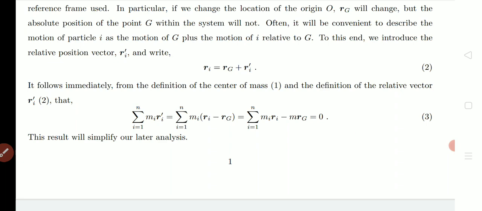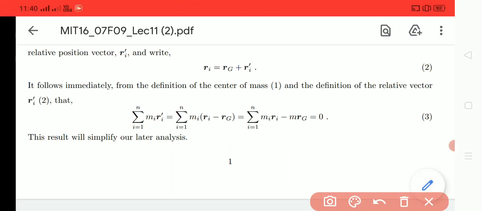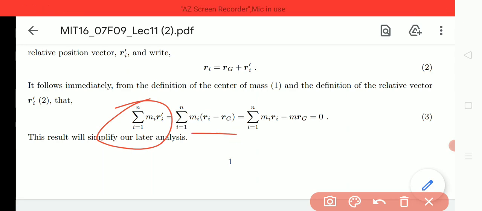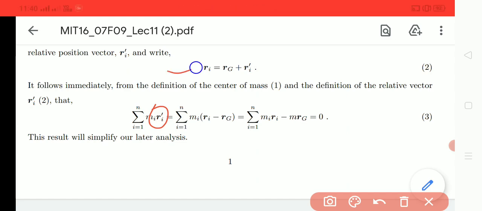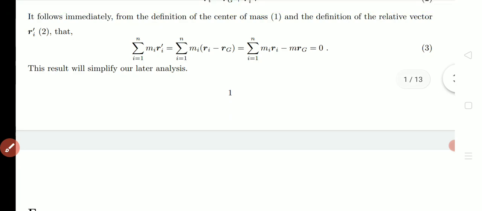That means summation i equals 1 to n of mi ri dash is equal to summation i equals 1 to n of mi times (ri minus rg), means the value of ri dash is ri minus rg, and put it here, is equal to summation i equals 1 to n of mi ri minus m rg, which is equal to 0. This result will simplify our later analysis.